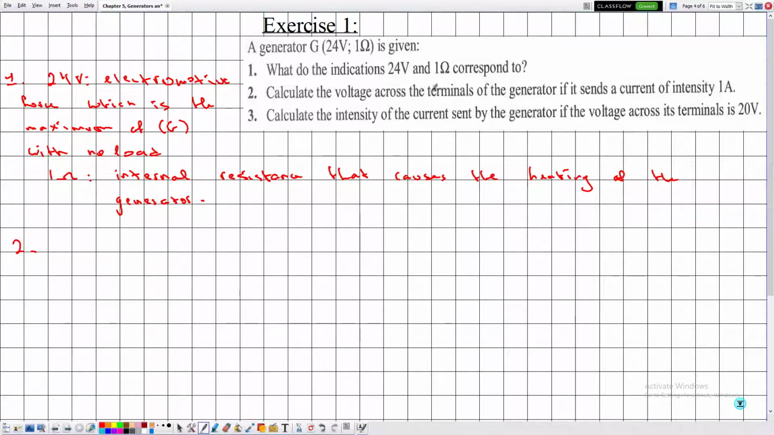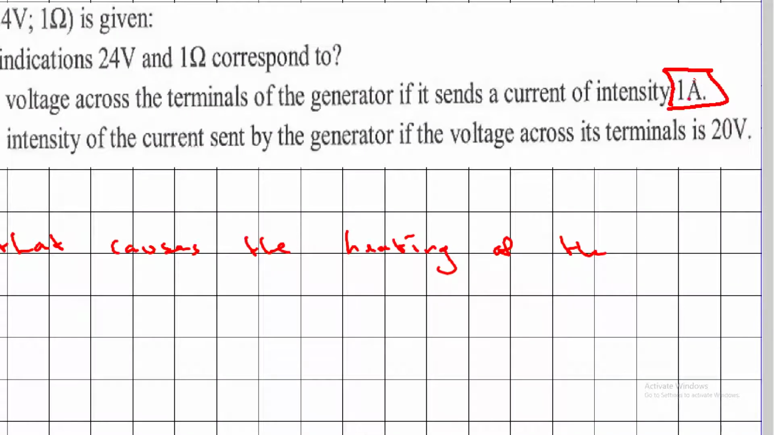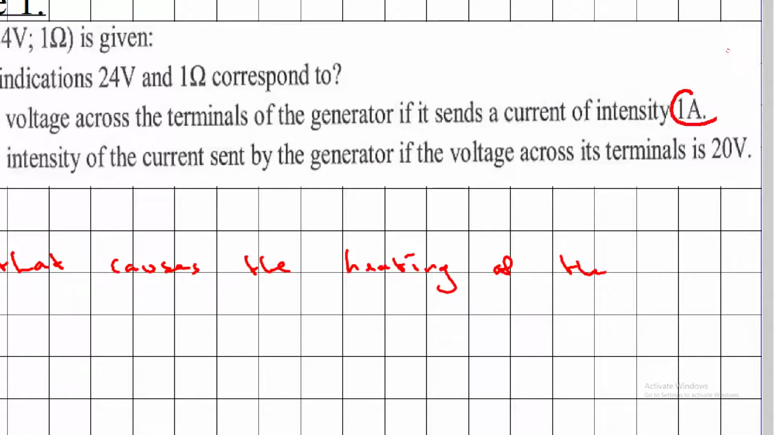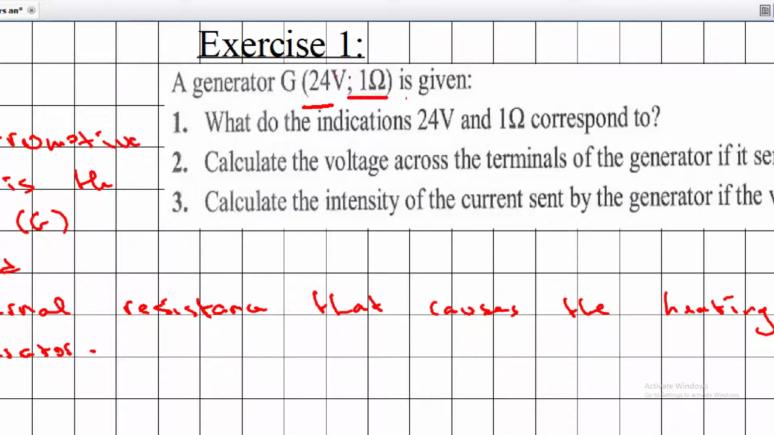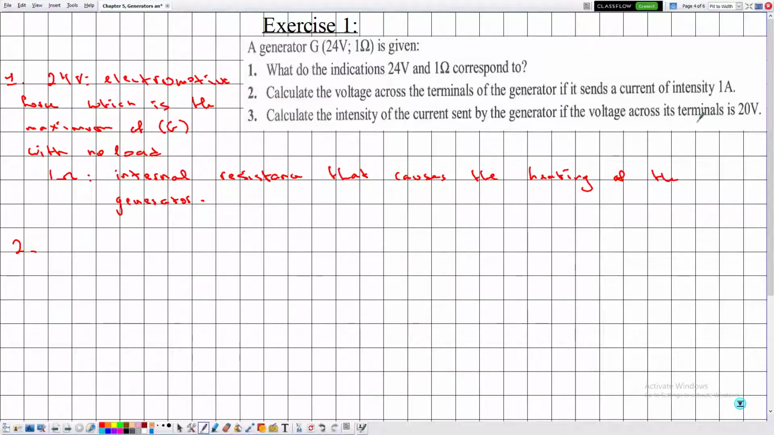Now in number 2, they are asking me to calculate the voltage across the terminals of the generator if it sends a current of intensity 1 ampere. So we know the value of the current traversing the generator, we know its electromotive force, and we know the resistance. Then the voltage can be determined using Ohm's law, so apply Ohm's law to G. Then Ohm's law is given by UG is equal to E minus IR. Since this is classified as a generator, as mentioned here, it will carry a minus sign.